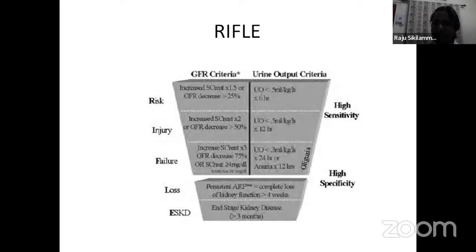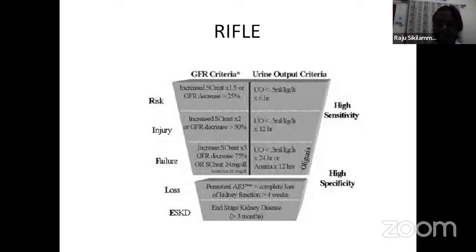In Injury, serum creatinine increases 2 times or GFR decreases by more than 50%, and urine output is less than 0.5 ml per kg per hour for 12 hours. In Failure, serum creatinine increases 3 times and GFR decreases by 75%, or serum creatinine is more than 4 mg per deciliter with an acute rise of more than 0.5 mg per deciliter. In the urine criteria for Failure, urine output is less than 0.3 ml per kg per hour for 24 hours or anuria for 12 hours. Then according to duration, Loss is acute renal failure lasting more than 4 weeks. End-stage kidney disease is a duration of more than 3 months.